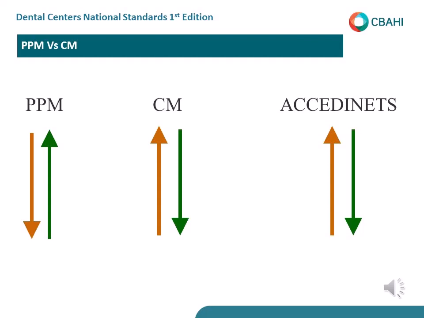This is an established correlation between PPM, CM, and accidents. And vice versa, if you have a good PPM, you will have less corrective maintenance and you will have lower accidents. So this is why 3.3 and 3.4 are very important. Whenever you have a good PPM, you will have lower corrective maintenance and less and less accidents.